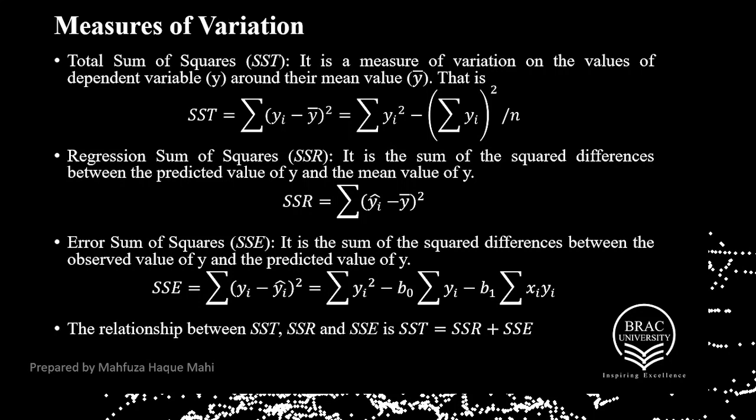The relationship between SSR, SST and SSE is that SST, which is the total sum of squares, is equal to SSR plus SSE. Here SSR is the regression sum of squares and SSE is the error sum of squares. So the regression sum of squares is explainable and the error sum of squares is not explainable.